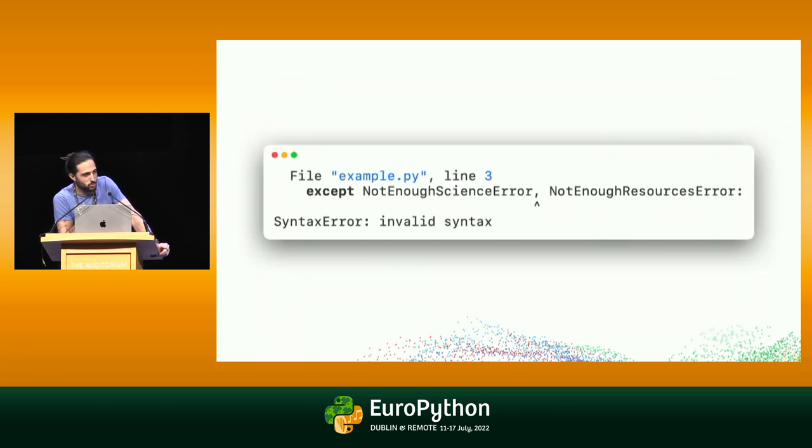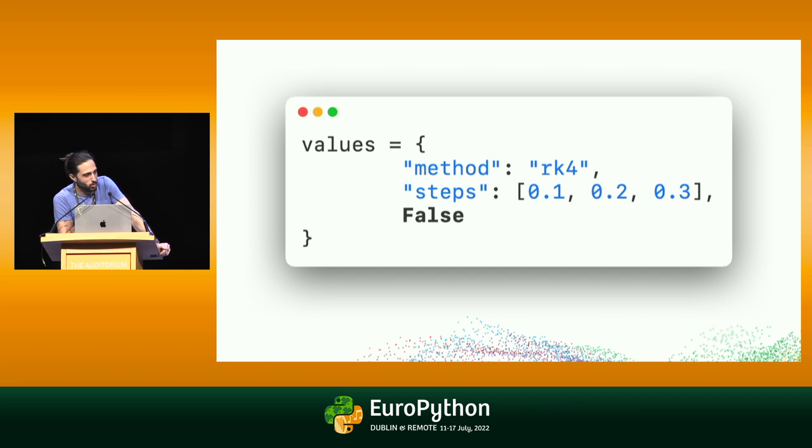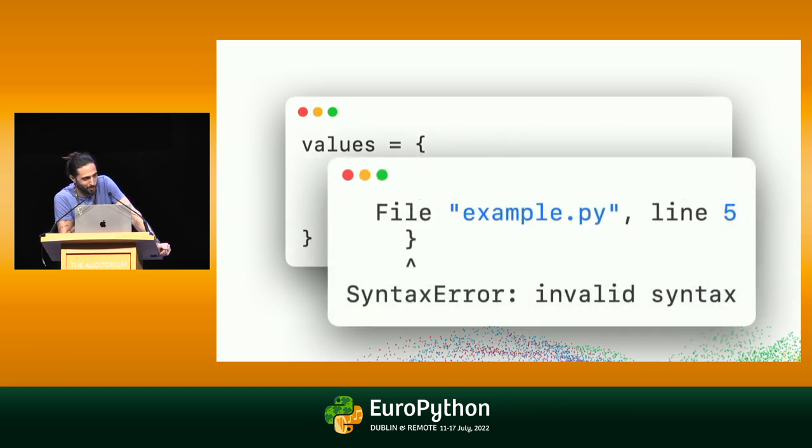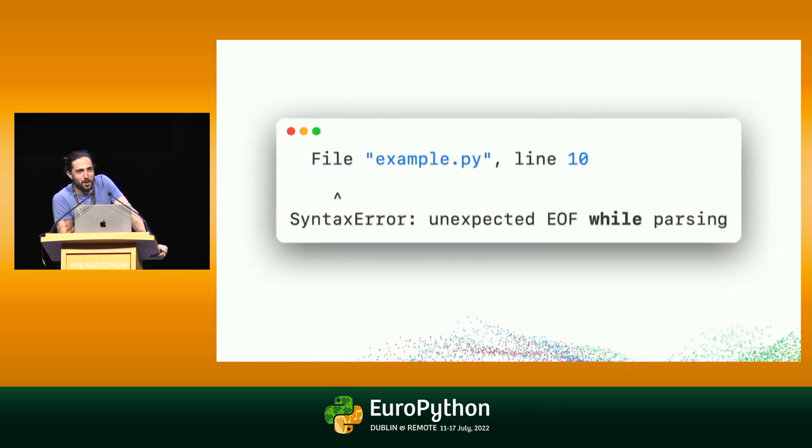This is another one. If you don't parenthesize the exceptions in multiple exception handlers, you get a syntax error on the comma. Or this one, when you forget, for whatever reason, the value in a dictionary, you get a syntax error on the bracket. And everyone's favorite, this one. How many times have you found this one? And actually, the question is, how many times have you had to explain to someone what this means? Well, I expected more hands. So who knows what this means, actually? Oh, wow, okay, there is some explaining here.